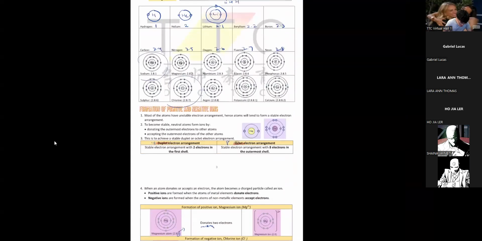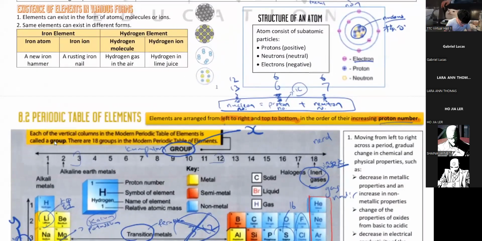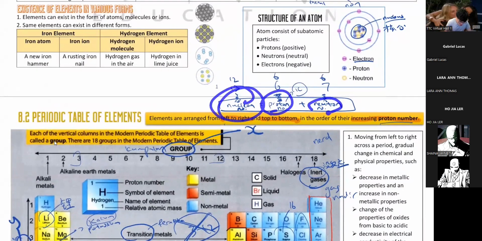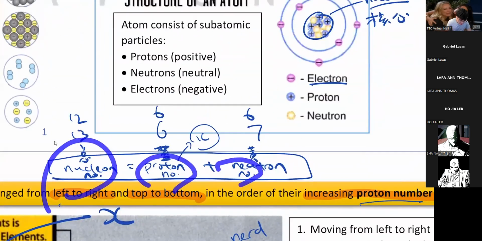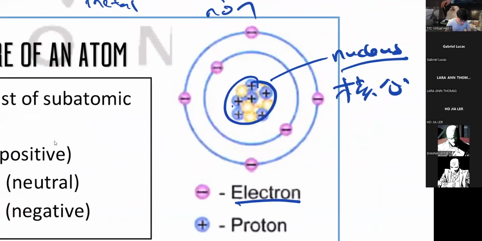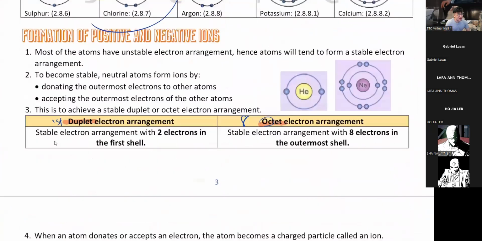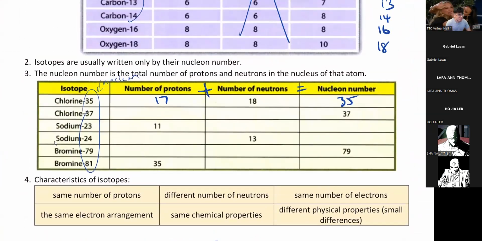We talked about this last week already. Nucleon number equals proton plus neutron. Total number equals blue plus yellow. That's the meaning. So 17 plus 18 equals 35. Blue plus yellow equals total. Since they are the same element, both are chlorine, the IC number should be the same.